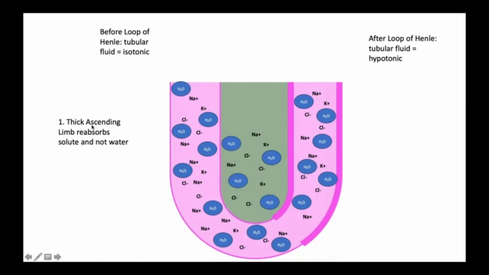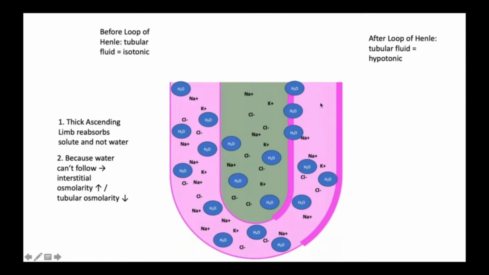So first, the thick ascending limb reabsorbs solute and not water. Right? So we absorb solute, so sodium, potassium, chloride. That's the sodium, potassium, 2-chloride channel. The problem is that water can't follow. Because of that, we have made the interstitial osmolarity go up and the tubular osmolarity go down. Does everyone understand that concept? Or who does not understand that? Because if you don't, it's my fault and I need to explain it better, because this is a pretty critical concept.